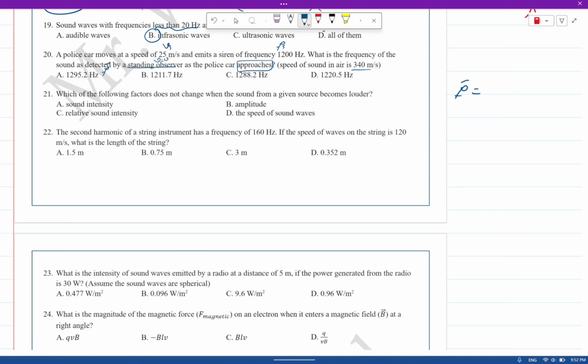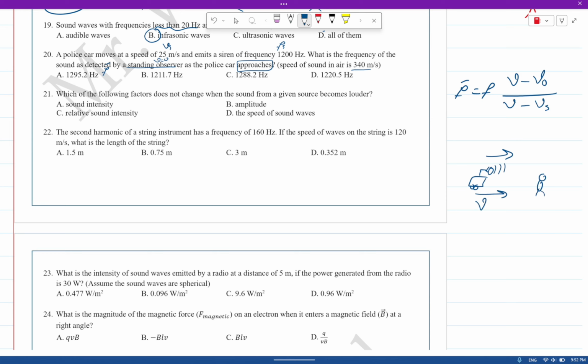Frequency that is observed equals frequency of the source, speed of sound in air minus speed of the observer, over speed of sound in air minus the speed of the source. But this is basically the equation that we use for simple calculation, but you need to know this. If this is the car, let's say, and this is the direction of the sound traveling, and this is the observer. So the car is approaching the observer.